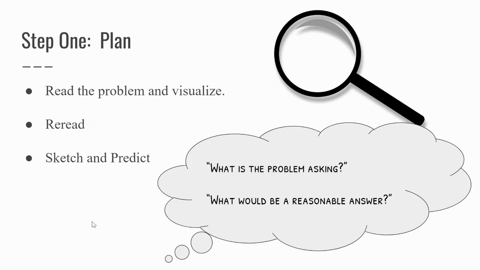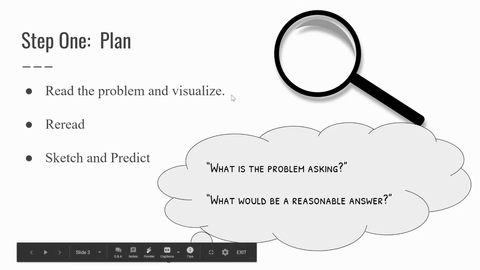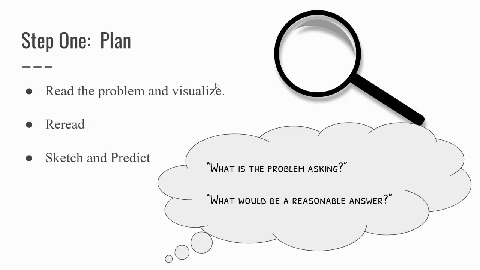So step 1, plan. You're going to read the problem and visualize. Just like we were practicing with that numberless word problem, we're going to visualize what's happening in our head. Then we're going to reread the problem. Is there anything we missed? Does that change what we visualize or how we understand the problem? Then we're going to sketch. I want you to sketch a picture and predict what the answer could be.